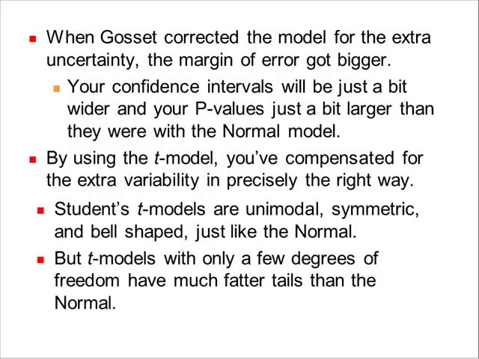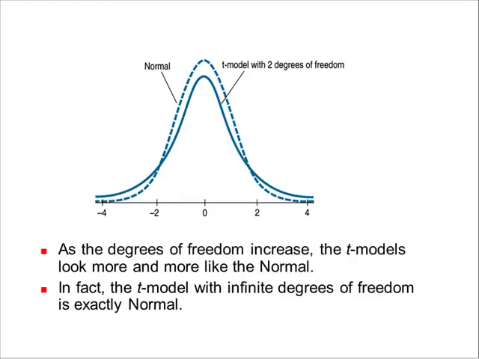Student t models are unimodal, symmetric, and bell-shaped, just like the normal, but t models with only a few degrees of freedom have much fatter tails than the normal. And the degrees of freedom means the sample size minus 1 for this basic model that we're looking at. So your normal model is the dotted one. With only 2 degrees of freedom, which means you only have 3 items in your sample, see how there's more area within 2 standard deviations.